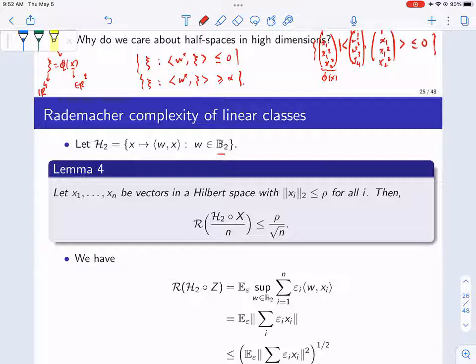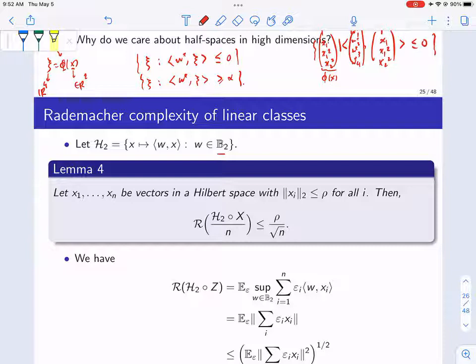But combined with the assumption that X is also bounded, this would restrict the class. So suppose I have vectors x1 up to xn, in a Hilbert space. For now, you can assume it just to be Euclidean space, R^d. And then I'm going to assume that the norm of the xi's is bounded by rho. Okay, so the xi's are in a ball of radius rho.